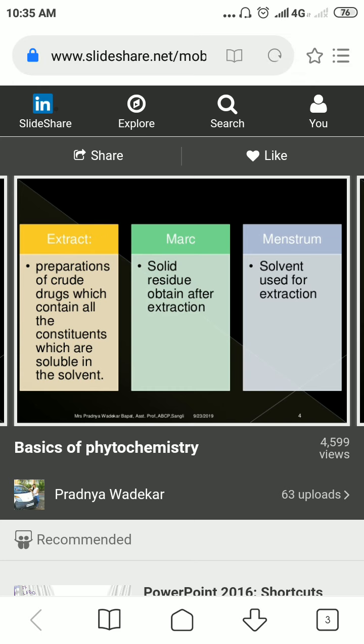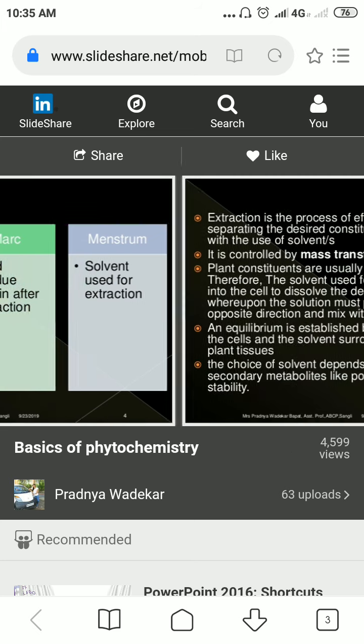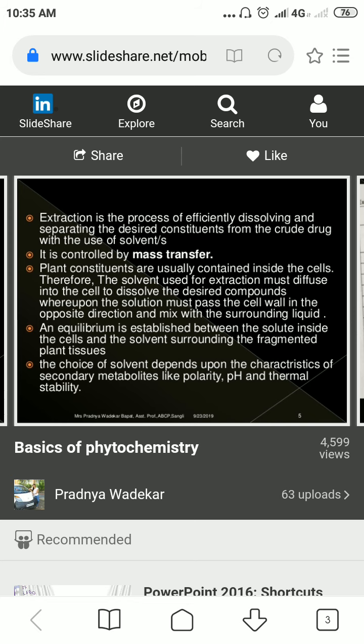We first have to clear the difference between extract, marc and menstruum. Extract means whichever product we get after extraction, that is, the solubilized matter along with the solvent. Marc means the solid residue that remains after extraction, when the plant powder no longer has any importance. And menstruum means the type of solvent used for a particular extract. So we have to clear these three terms also.